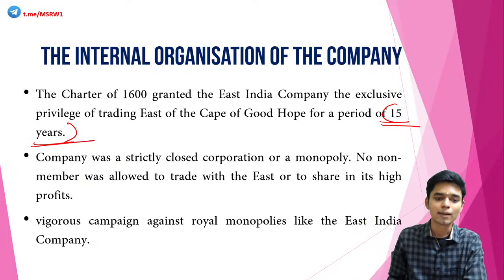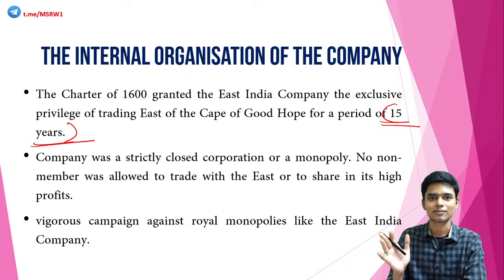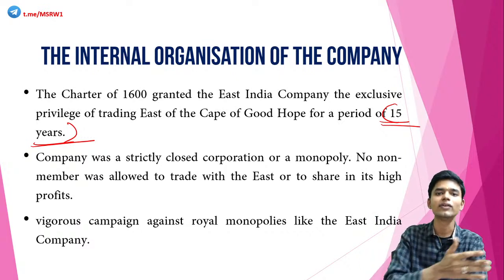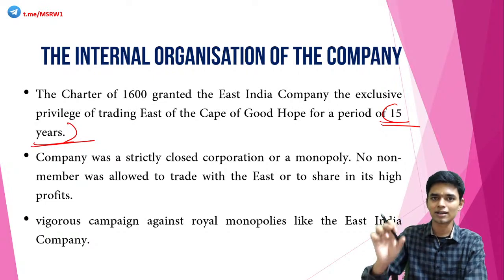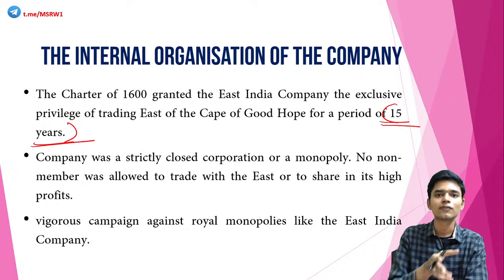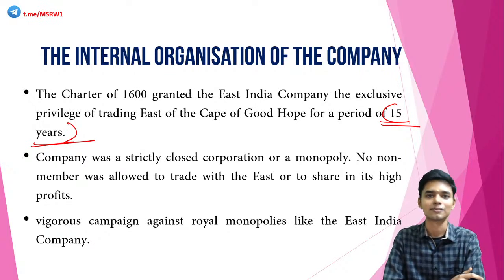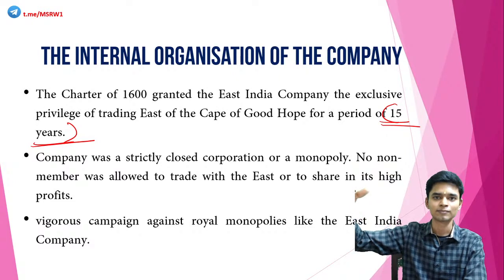And the company was very strict on the matter that they allowed nobody else outside the company to conduct trade east of Cape of Good Hope. Only company personnel were allowed to trade east of Cape of Good Hope. So the company was very much strict in that sense. Clear? This actually angered a lot of other merchants in England. They were angry. I mean, plenty of resources are available in eastern countries, and this company is monopolizing everything. We also want to trade.